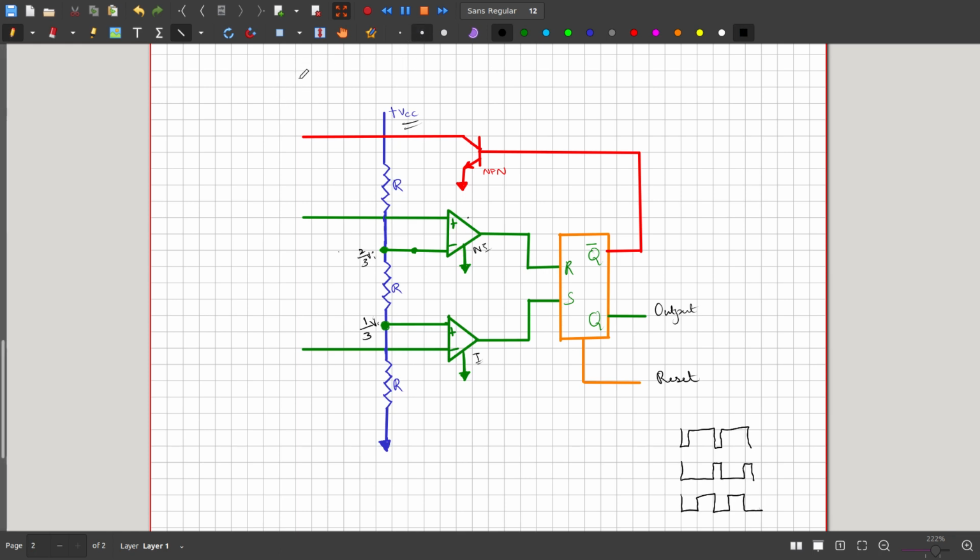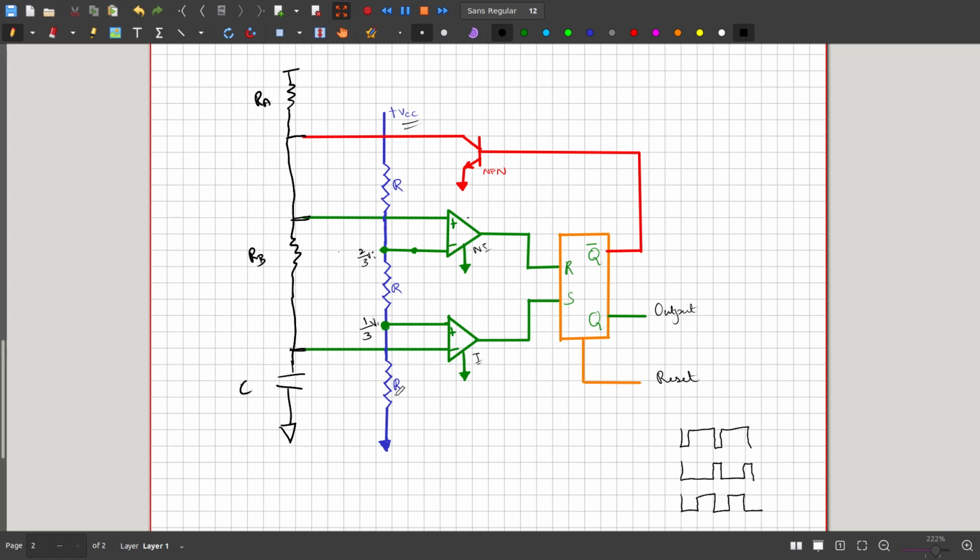So we have a resistor connected to this discharge pin. We have another resistor connected here, and this resistor is connected to a capacitor, and it is grounded. So this is the circuit. Let it be RA, RB, and C.